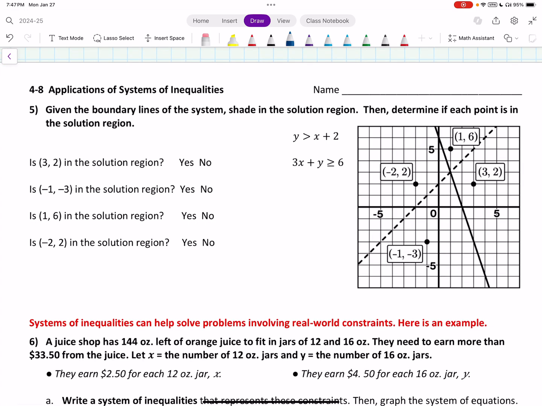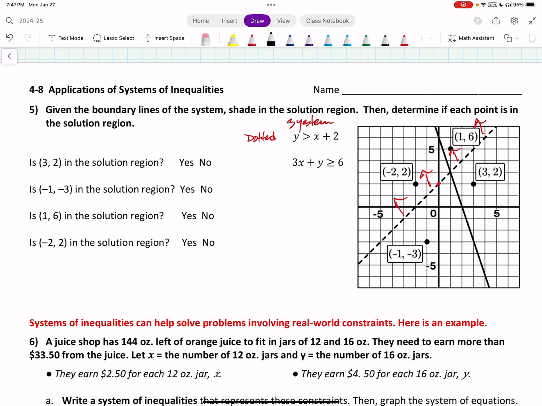Given the boundary lines of the system, shade in the solution region, then determine if each point is a solution to the region. Okay, well, we're given a system here. The boundary lines are given, but not the shaded region. So here I'm looking at y greater than x plus 2. That's the dotted line right here. The one that's dotted is this one. And it's greater than, so we have to go above. So I'm going to shade above.